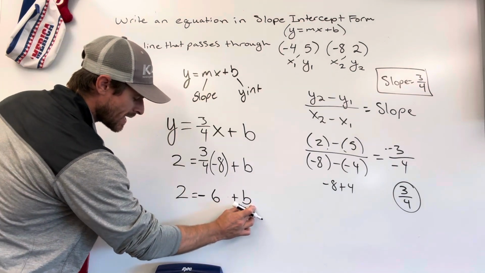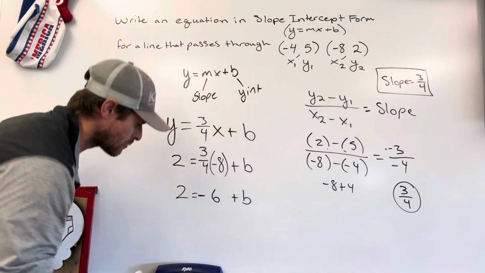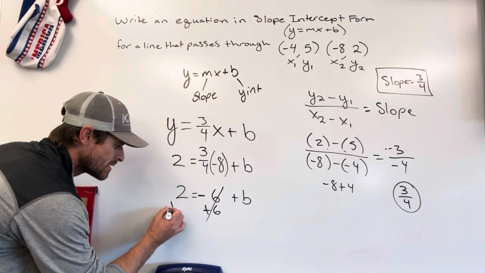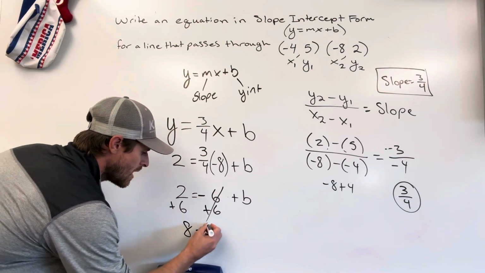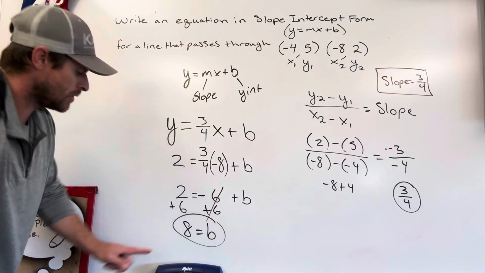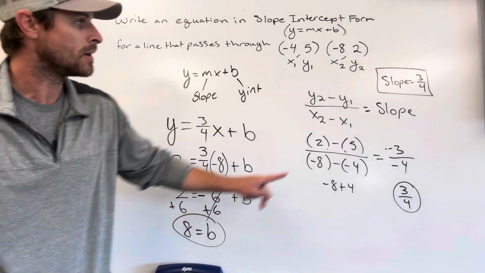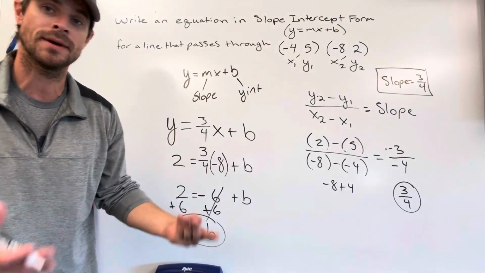I'm almost isolated with b, but I've got to get rid of this negative 6. Inverse operations, like we have from the beginning of algebra. Plus 6 cancels, plus 6. 2 plus 6 is 8. So now I know what my b is. Notice I boxed it because it's important information I need to use in my answer.